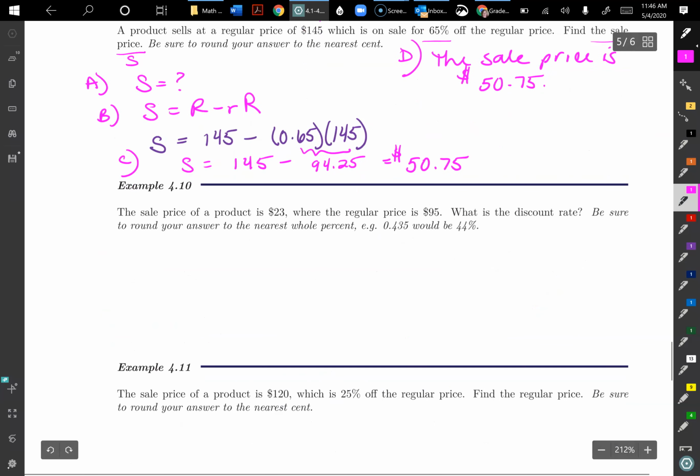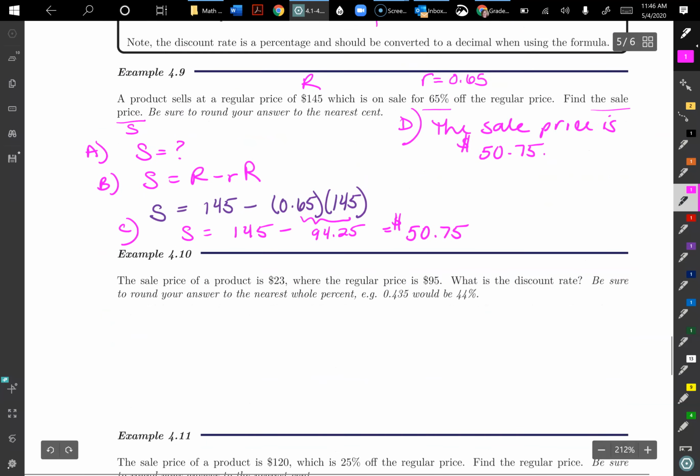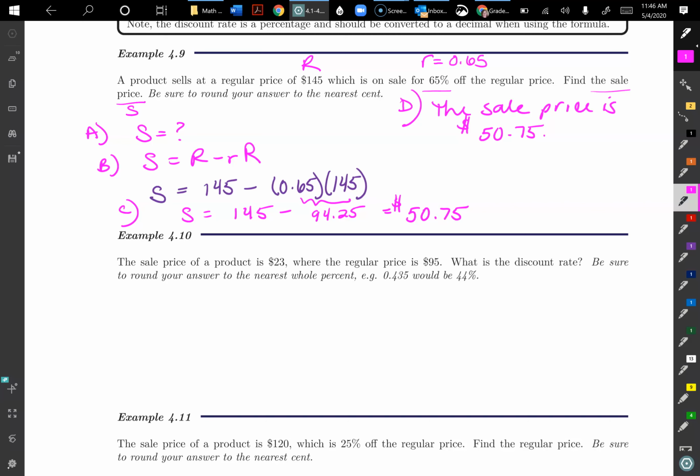The next one here, 4.10, we have the sale price of a product is $23, where the regular price is $95. Okay, so we have our S, we have our R, capital R. What is the discount rate? So this time we're trying to find little r.